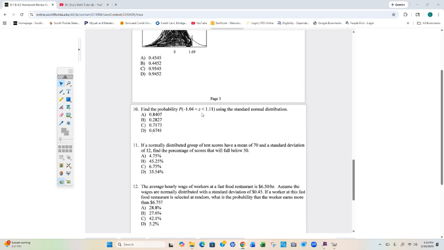Remember, when Z is between two numbers, you look up the one to the right, 1.11. Then you look up negative 1.04 and you subtract those answers.